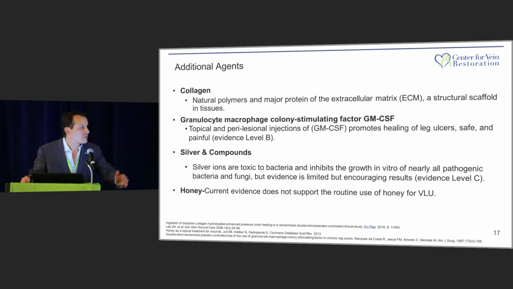Colony stimulating growth factors, they are expensive and painful. Silver compounds, I don't like silver sulfadiazine. It's messy. It has sulfa, but I do like some of the silver gels available. And honey has not been shown, at least in venous ulcers, to be of any benefit.